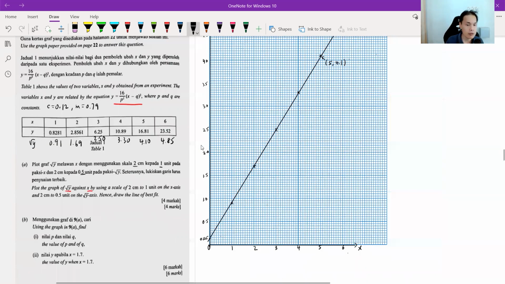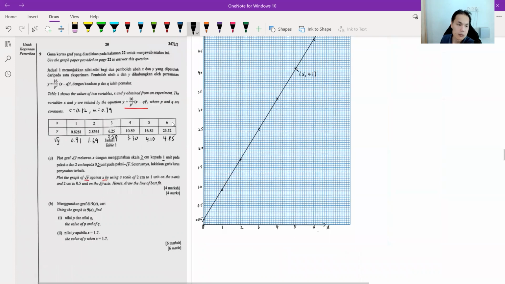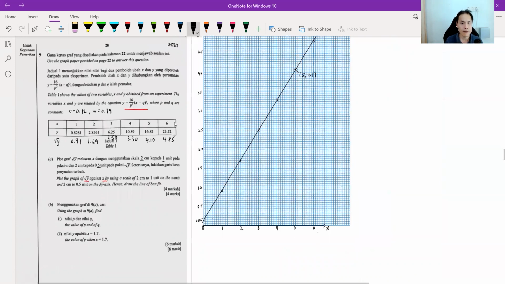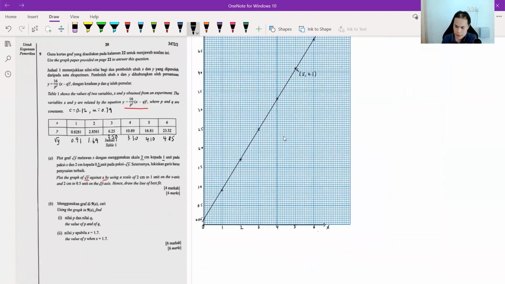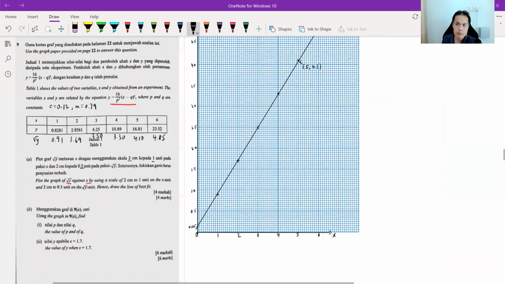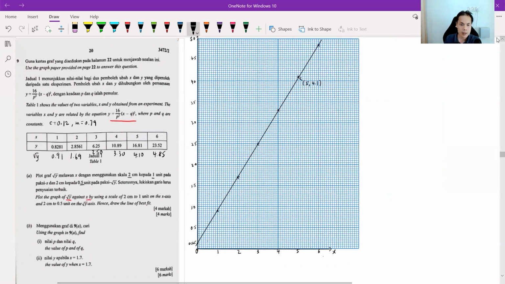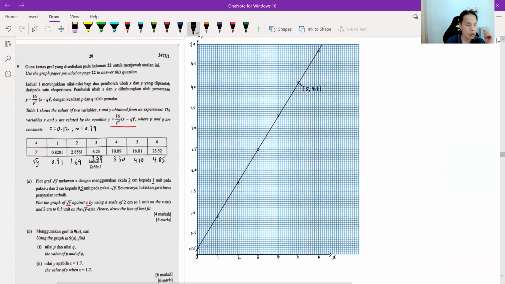Okay, so right. So now let's go back to your question. I need to find my gradient and y-intercept. Okay, so I think you can see, right? Zoom in a bit. Move this up a little bit. Okay. All right. So let's look at this is B Roman 1. I plot my graph already. Let's find a gradient.